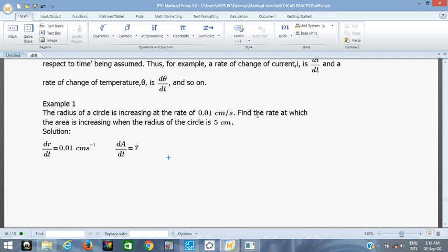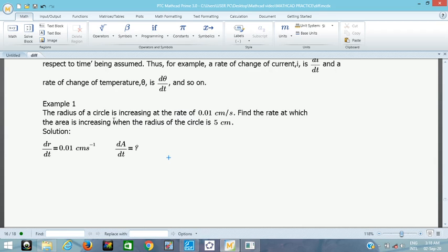Then the question says we should calculate what? We should find the rate at which the area is increasing when the radius is, they gave the radius. So the change in area is what they want us to calculate. So the rate of change of area is what we are calculating, which is the area divided by the time, dA/dt, equal to unknown, question mark. Then how can you solve this question now?